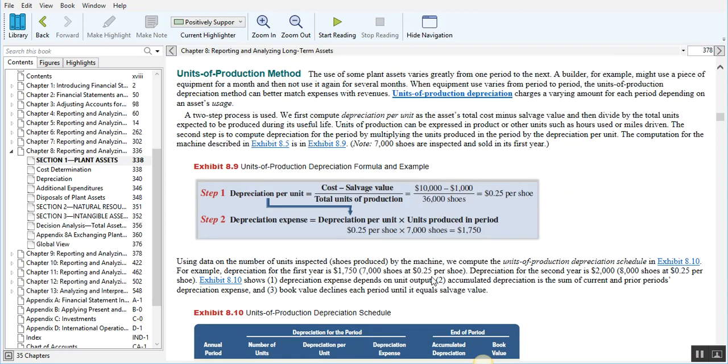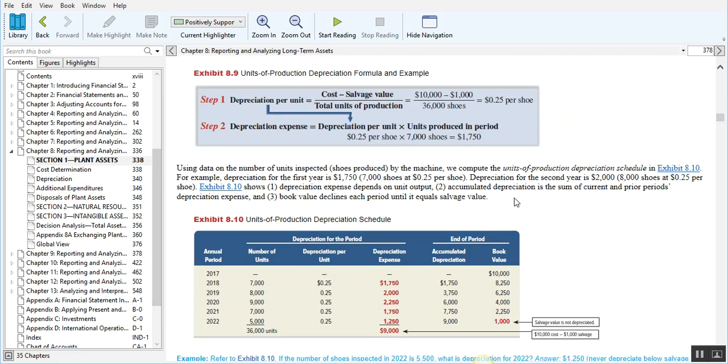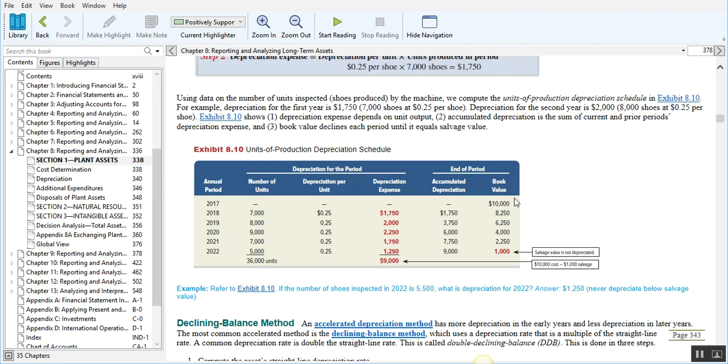The units of production method is going to estimate how much a piece of equipment will produce, and based on that, you'll take the cost minus salvage divided by that production level to get a unit cost or unit depreciation based on per unit cost. So in this case, you have 10,000 minus 1,000 divided by 36,000 shoes. This machine is going to make 36,000 shoes, so we depreciate 25 cents per shoe. And it would be calculated the way it is in this table in Exhibit 810.